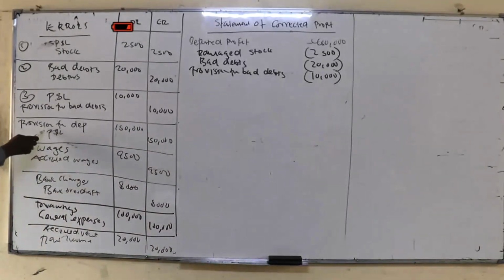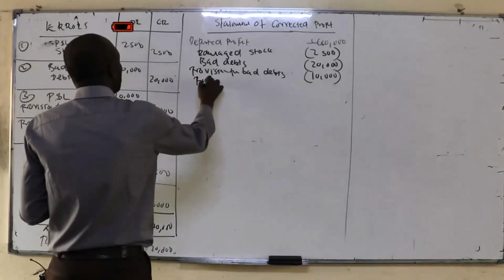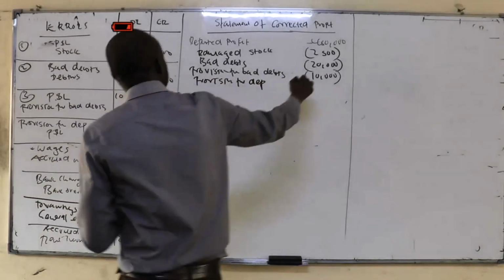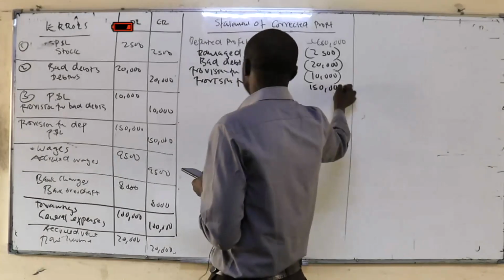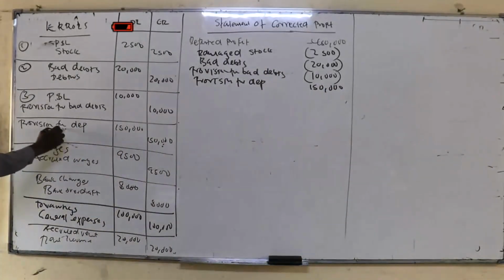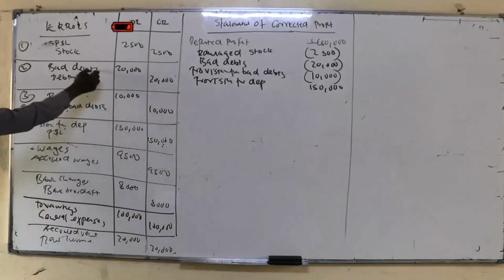Provision for depreciation. So there was over provision for depreciation by 150, which now necessitated that we write back that amount, isn't it? So you come here and write provision for depreciation. This is now positive 150. So you see they have credited here. They credit and you write that item. They debit and you write that item. Isn't it? This is debit, it's just that.